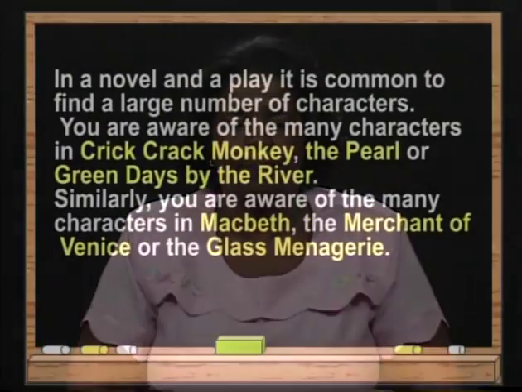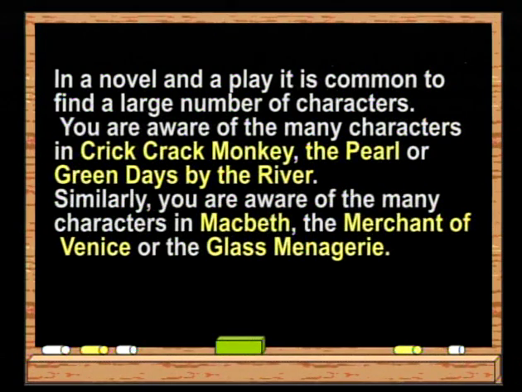Before we examine the term characterization, we need to know a little more about characters. In a novel and in a play, it is common to find a large number of characters. You are aware of the many characters in Crick Crack Monkey, The Pearl, or Green Days by the River. Similarly, you are aware of the many characters in Macbeth, The Merchant of Venice, or The Glass Menagerie. These many characters are involved in many types of actions over many days, weeks, or years.